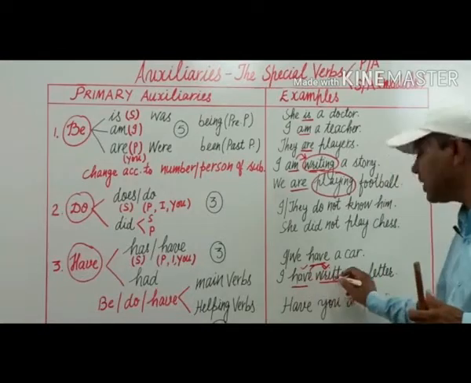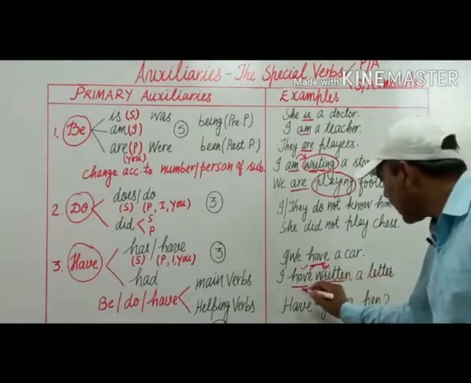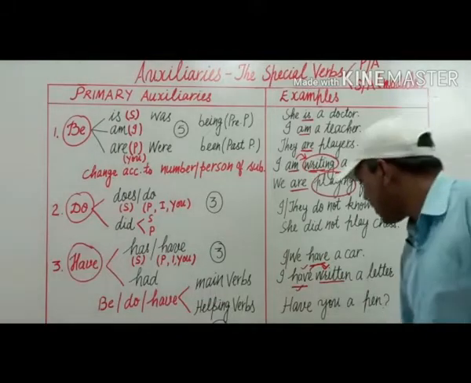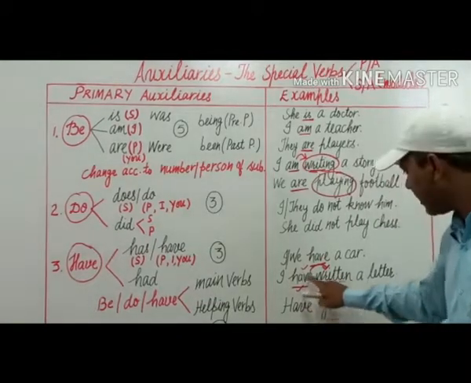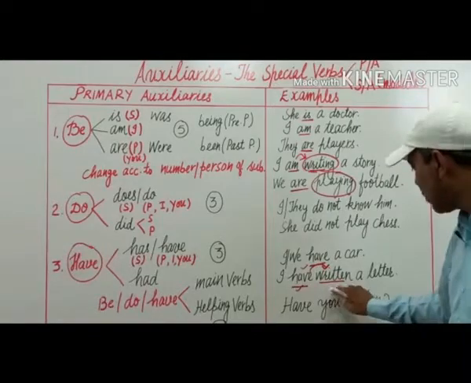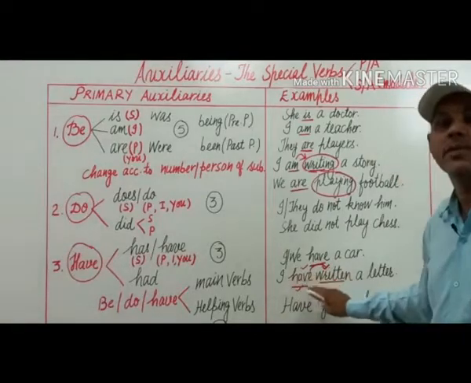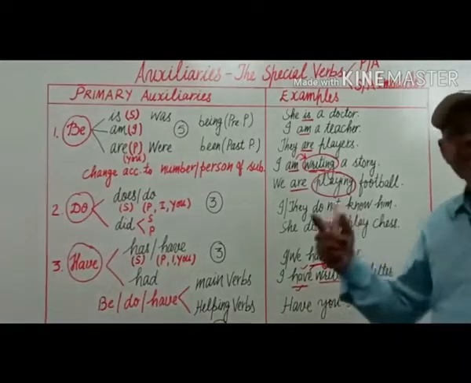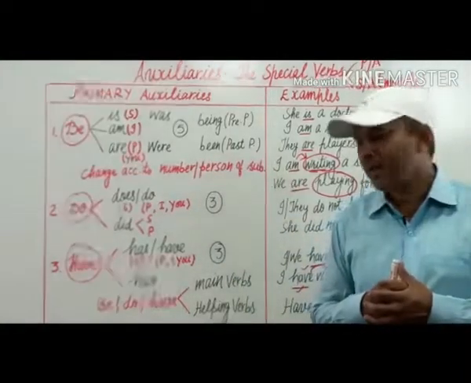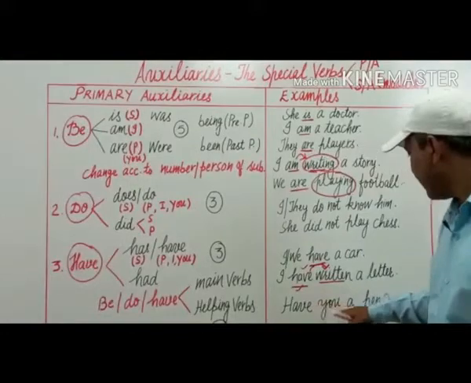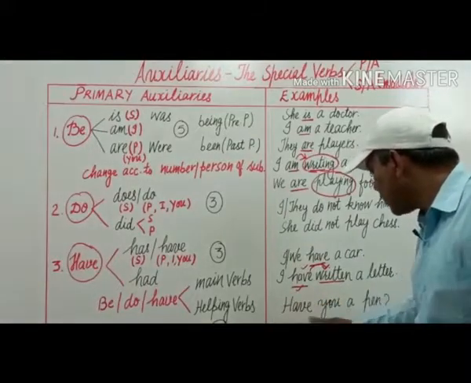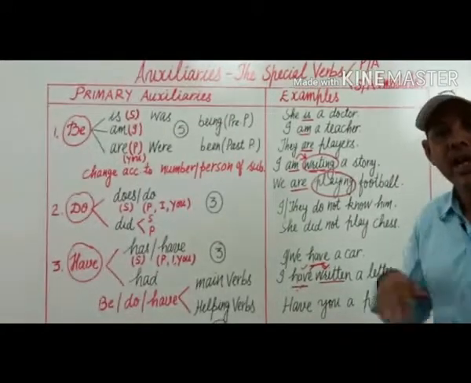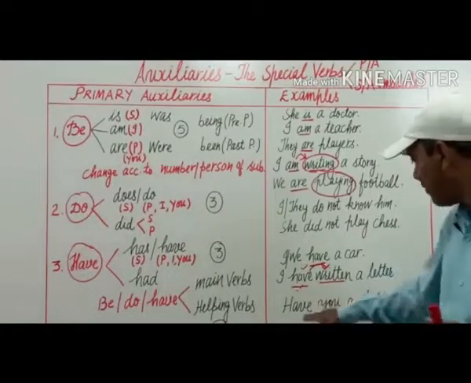I have written a letter. Here, have is used as a helping verb. It helps the main verb written to make it present perfect tense. I have written a letter. She has gone to market. In the same way, if we use this as a main verb, to make a question I ask: Have you a pen?